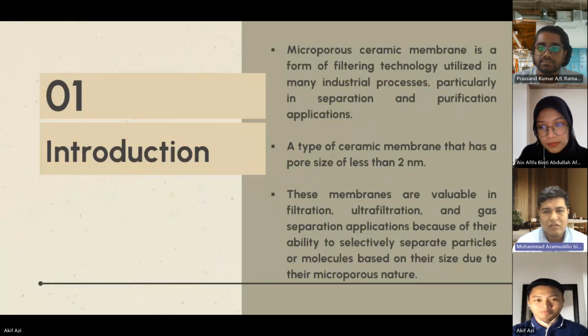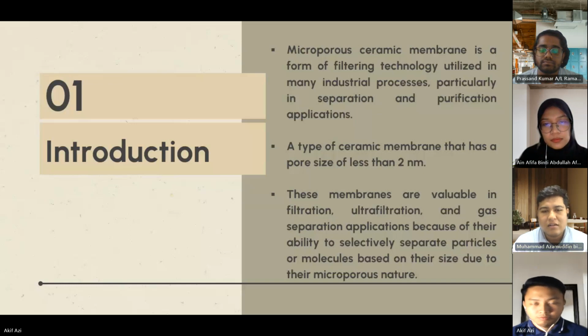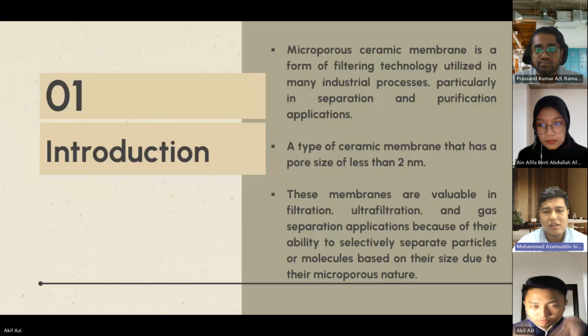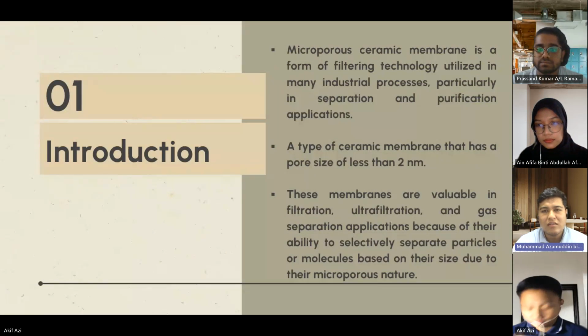First, I will talk about the introduction. The microporous ceramic membrane is a form of filtering technology utilized in many industrial processes, particularly in separation and purification applications. It is a type of ceramic membrane that has a pore size of less than 2 nanometer. These membranes are valuable in filtration, ultrafiltration, and gas separation applications because of their ability to selectively separate particles or molecules based on their size due to their microporous nature.